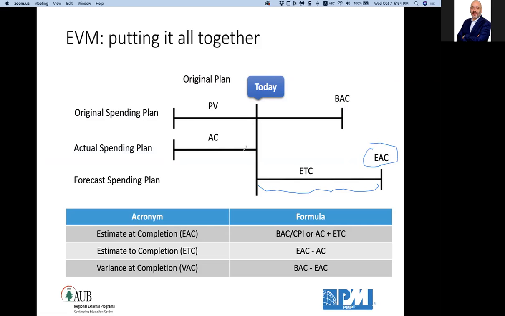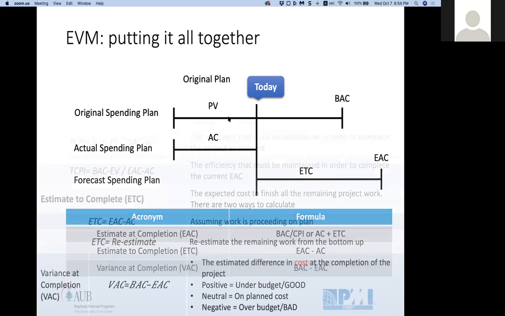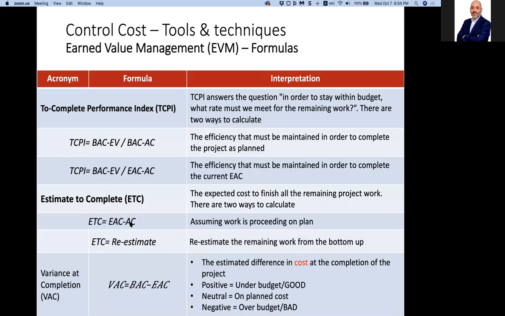If I know this and I know the actual cost, it's this piece minus this piece, which gives me this piece. Right? That is what the formula says. What does the formula say? It says it's the estimate at completion minus the actual cost. If the remaining work I'm re-estimating, because nothing is on track anymore, then the future work to be delivered from today I have to re-estimate. So the estimate to complete I have to re-estimate. It's not a formula.